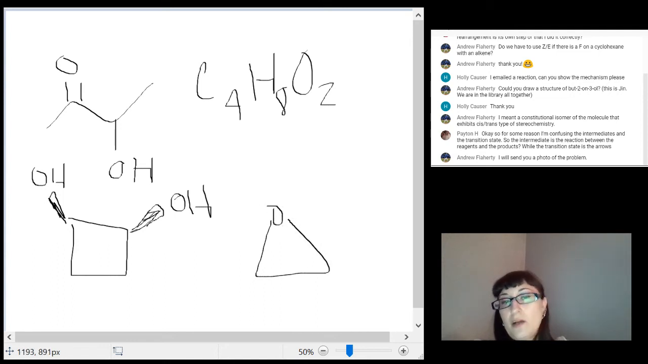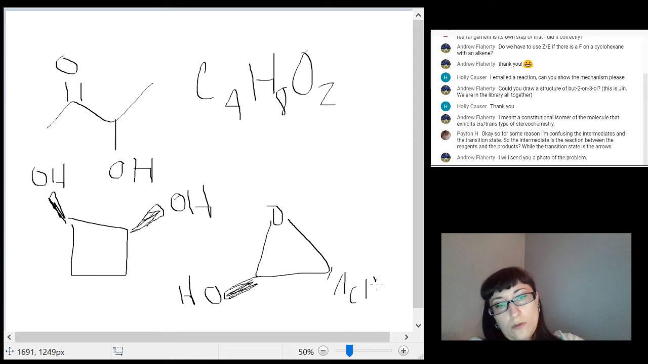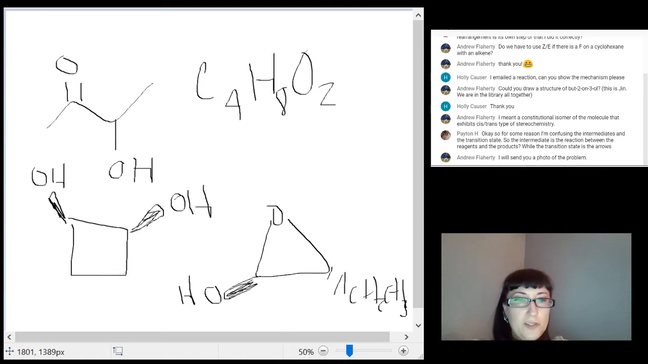Let's do an epoxide, like what we learned in class today. That's supposed to be CH2, CH3 just looks like a bunch of little lines, sorry. 1, 2, 3, 4, yeah. So that would be some sort of molecule that would have cis-trans isomers with that same formula. So it wouldn't look anything like that because it would be a constitutional isomer.